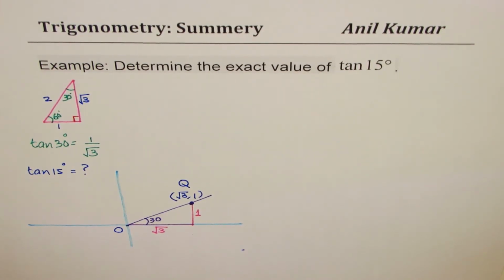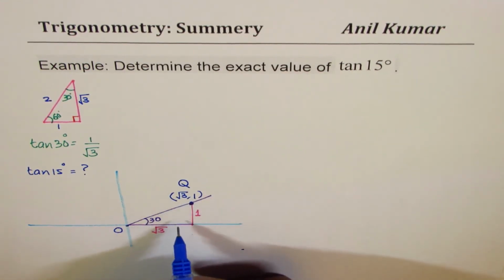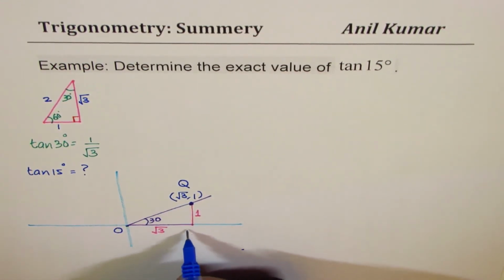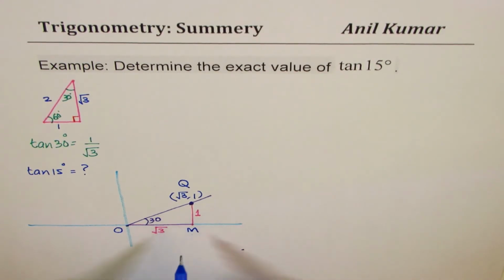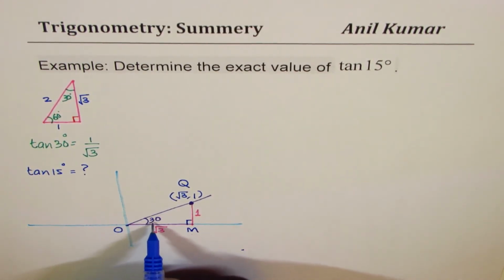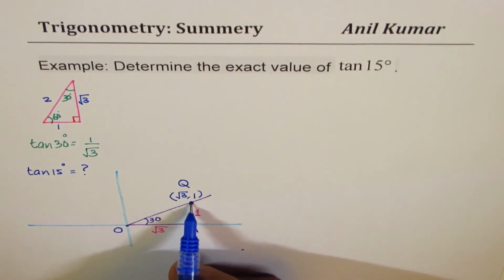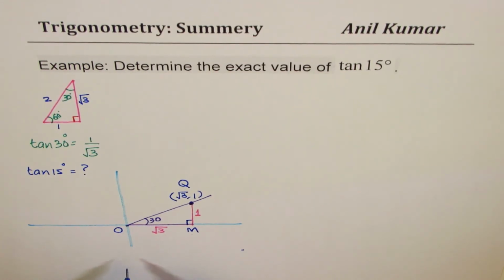Correct? So we now have a triangle. Let's call this OQ. Let's call it M. So that's the right triangle. So we have a triangle here whose angle is 30 degrees. Tan 30 is 1 over square root 3. So the coordinates of this point will be square root 3, 1.